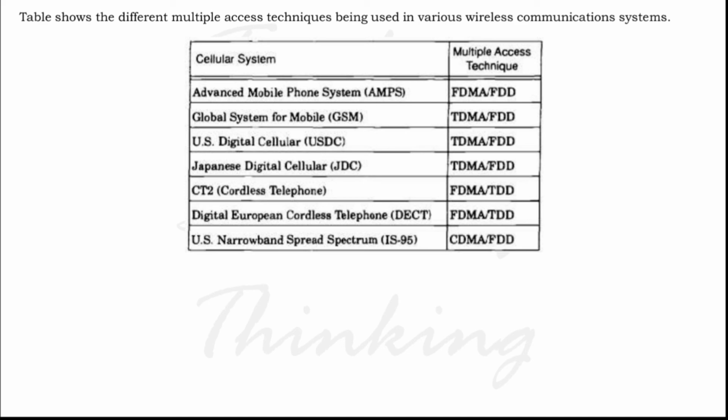The table shows different multiple access techniques being used in various wireless communication systems. In cellular systems, the Advanced Mobile Phone System, AMPS, uses FDMA/FDD. The Global System for Mobile, GSM, uses TDMA/FDD, and so do US Digital Cellular, USDC, and Japanese Digital Cellular, JDC. CT2 cordless telephone uses FDMA/TDD, and the Digital European Cordless Telephone, DECT, uses FDMA/TDD. The US narrowband spread spectrum standard IS-95 uses CDMA/FDD. These are the major multiple access techniques used in various wireless communication systems.